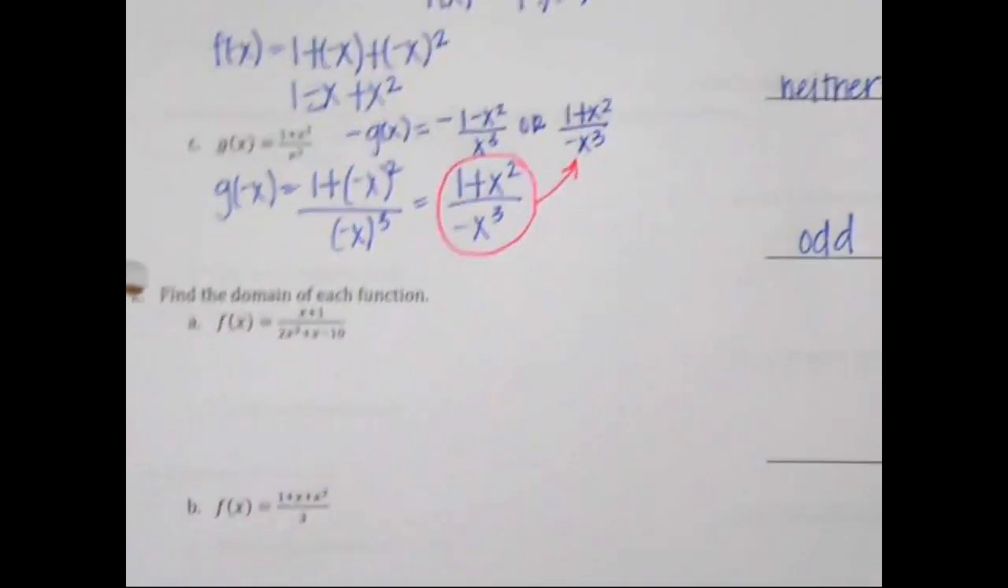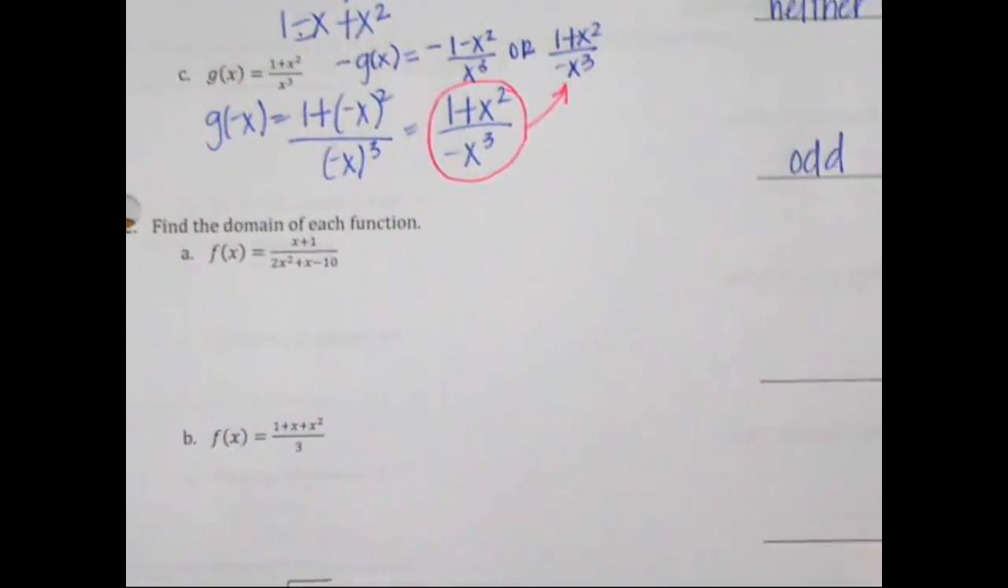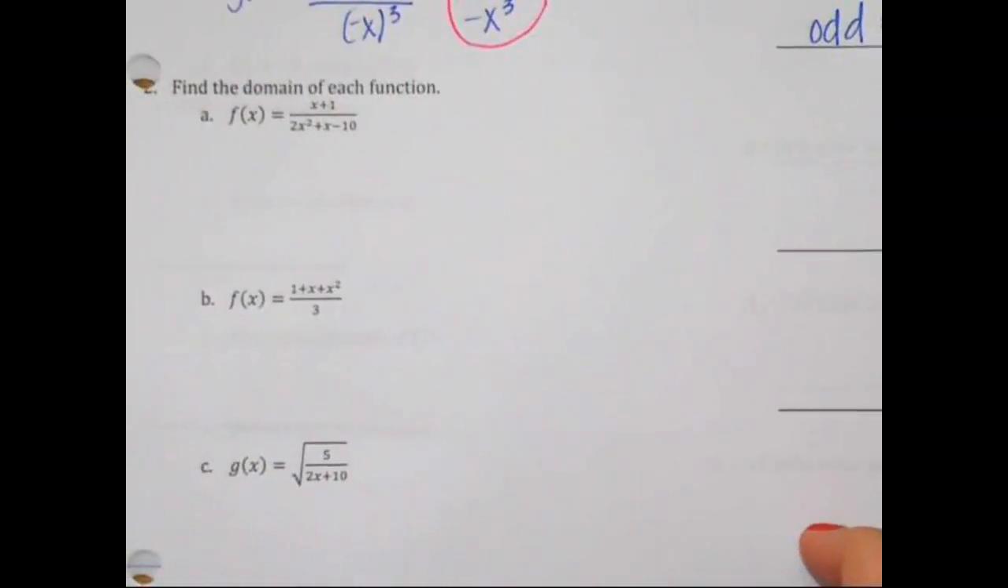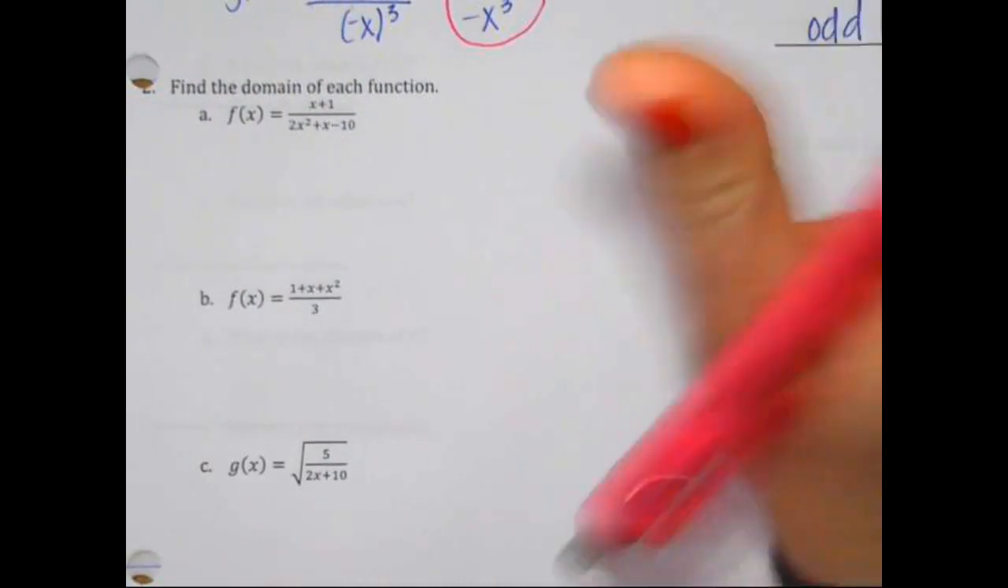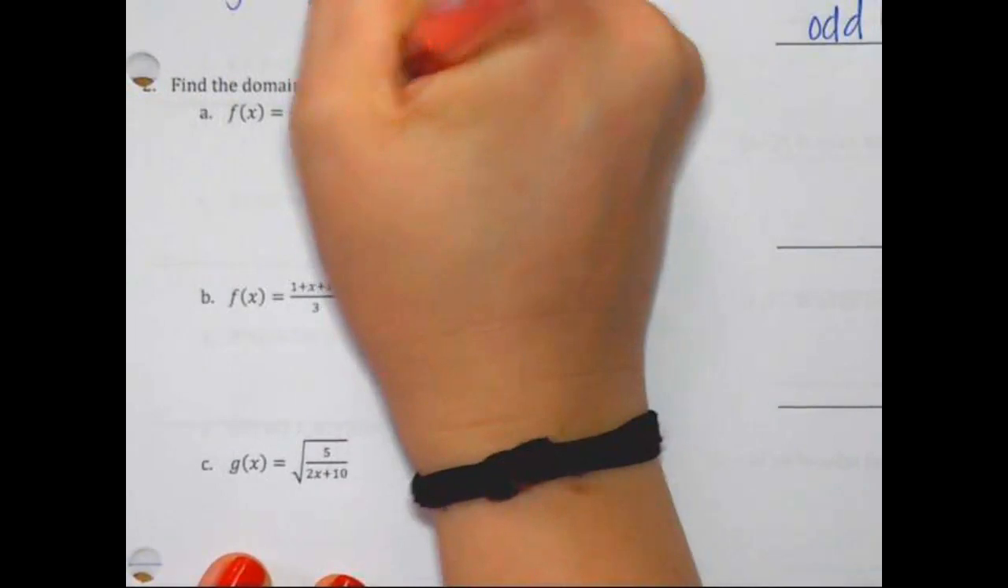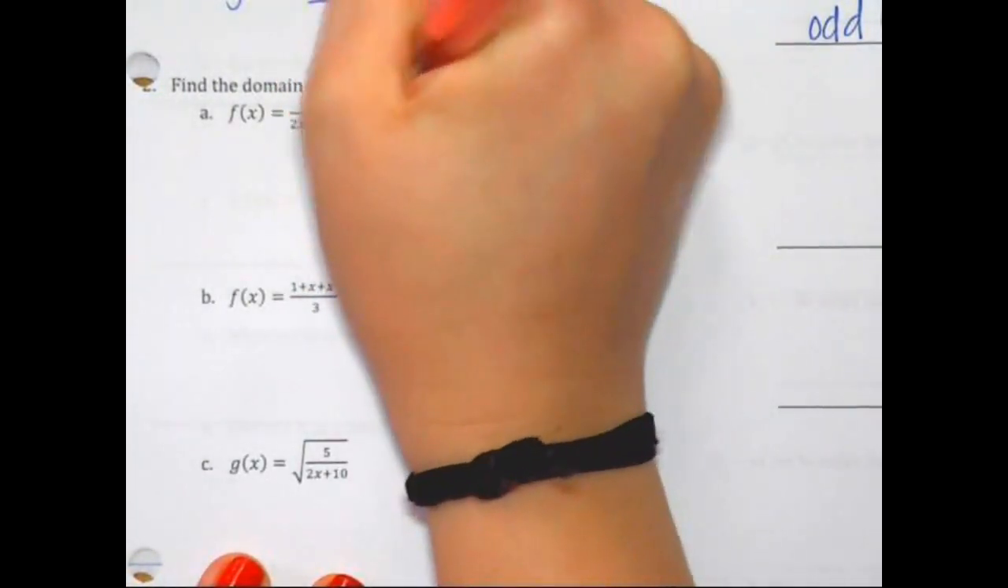It says find the domain of each function. So before I even do anything, I'm going to look at A, B, and C and classify these. A has a variable in the denominator and no square roots. Because of the variable in the denominator, that tells me that this is a rational function.